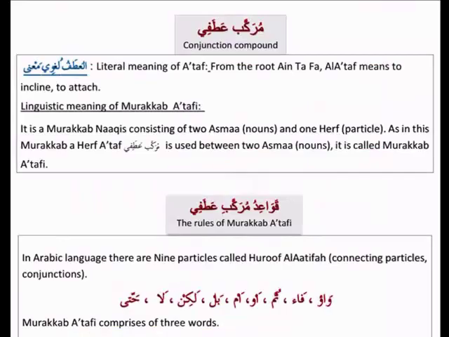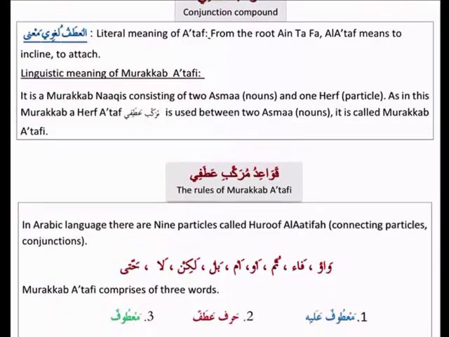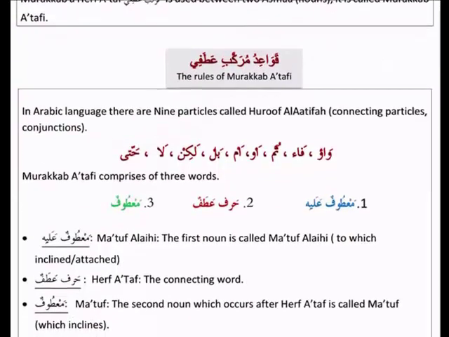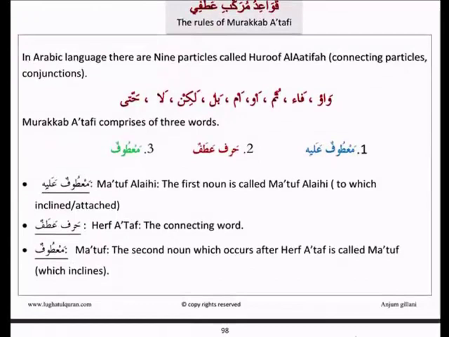Let's do a quick recap of it, which was murakkab atafi, the compound of conjunction, in which you saw the definition of murakkab atafi and what the different types of ataf are. How many types of ataf do we have in total? We have 9 particles of ataf in total. And also, what is the murakkab atafi made up of? It is made up of 3 parts.